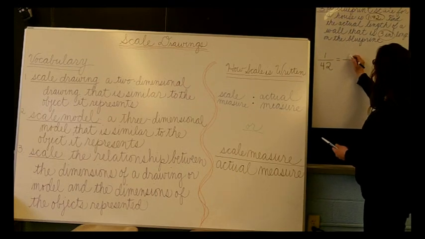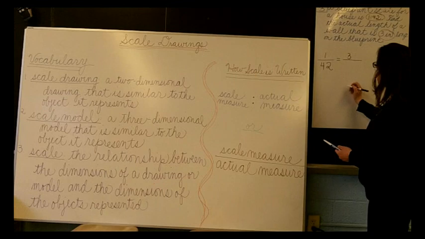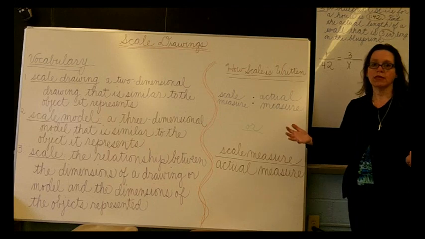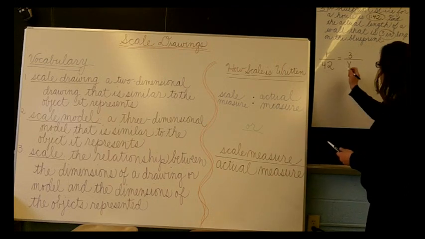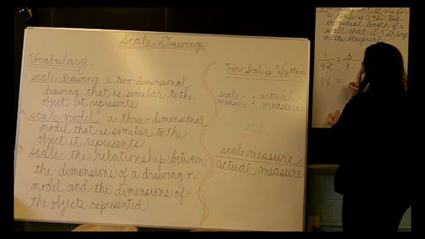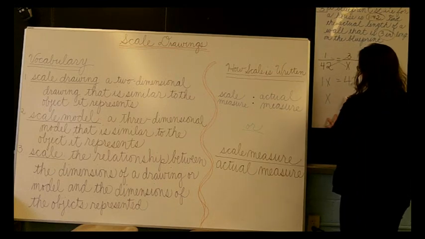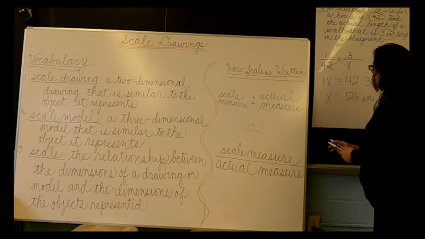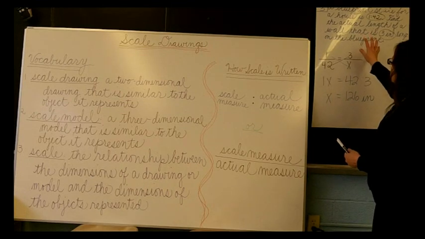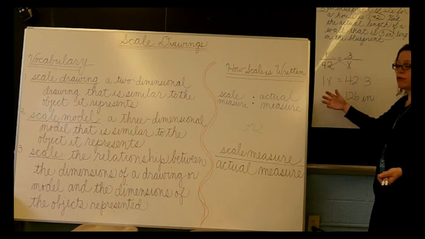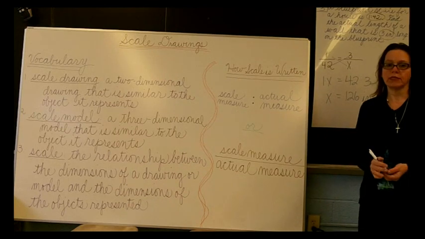It is the first part of the scale. So we'll put our 3 inches up here. And we don't know how many inches that represents in the actual house. Our next step is we cross multiply. We have 1 times x equals 42 times 3. And we find that x equals 126 inches. So for this blueprint, when you see something that is 3 inches long, in real life, it's actually 126 inches in length.